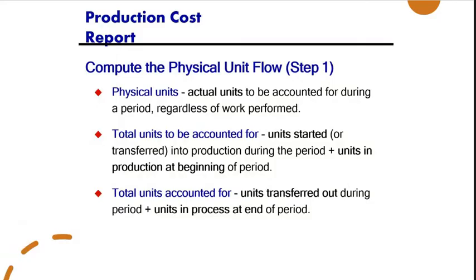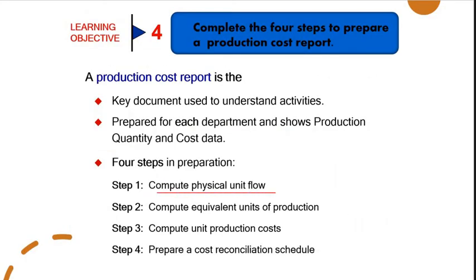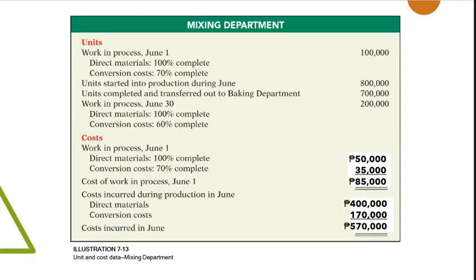Step 1, right? What was our first one again? Compute the physical unit flow. Okay? So, computing for the units, the physical units are the actual units to be accounted for during a period. So, irrespective of any work performed, still, the physical units are the actual units to be accounted for during that period. So, to keep track of these units, add the units started or transferred into production during the period to the units in process at the beginning of the period. So, this amount is referred to as the total units to be accounted for.